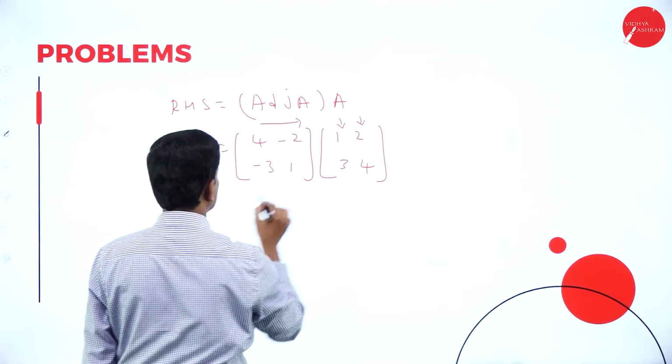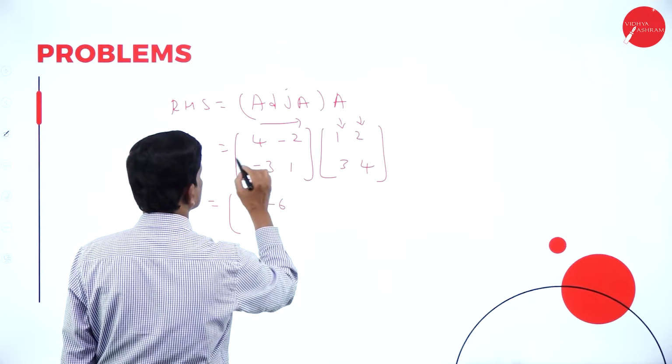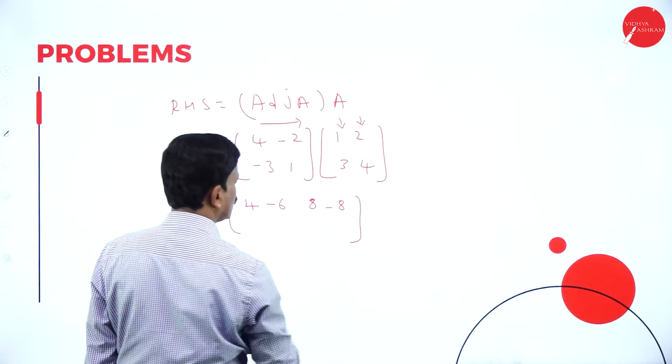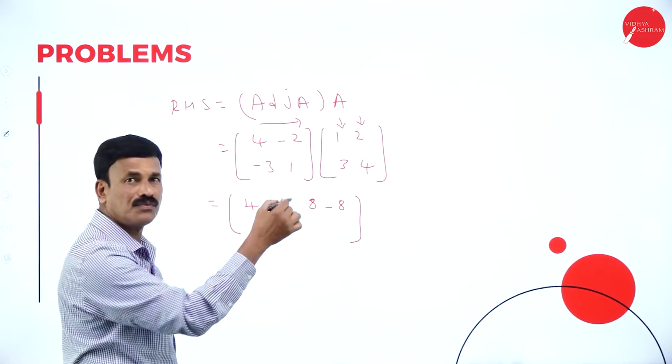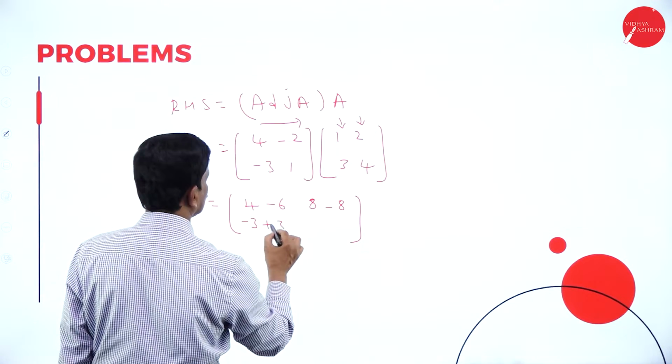Now, this is also the same matrix multiplication. First row, first column, second column. So, 4 ones are 4. Minus 2 3s are 6. Again same row, second column, 4 2s are 8, minus 2 4s are 8. Then second row, first column, second column. Minus 1 into 3 is minus 3, plus 1 into 3 is 3.